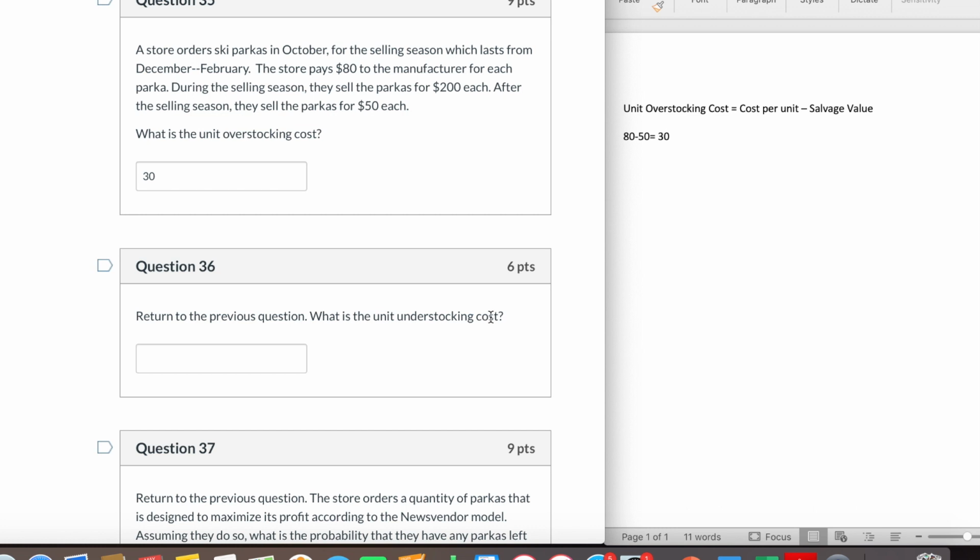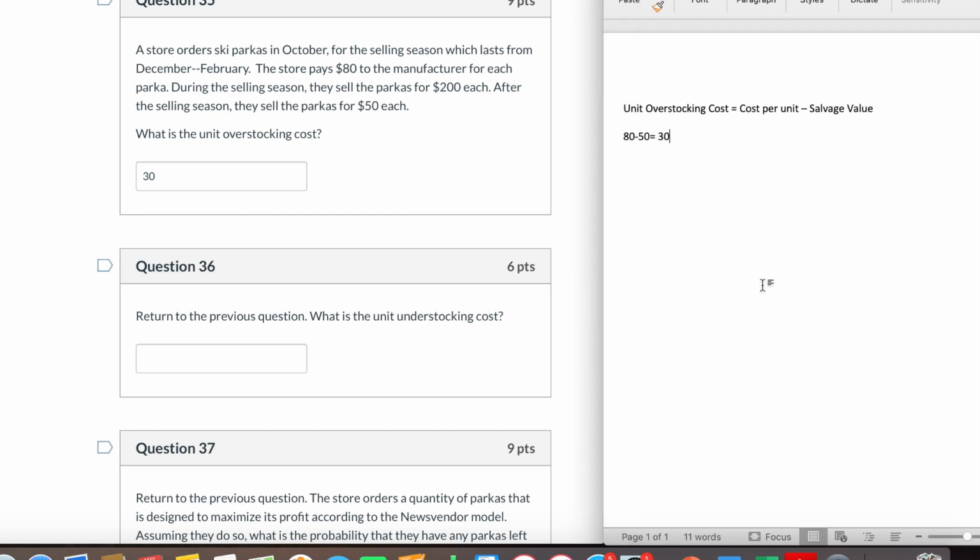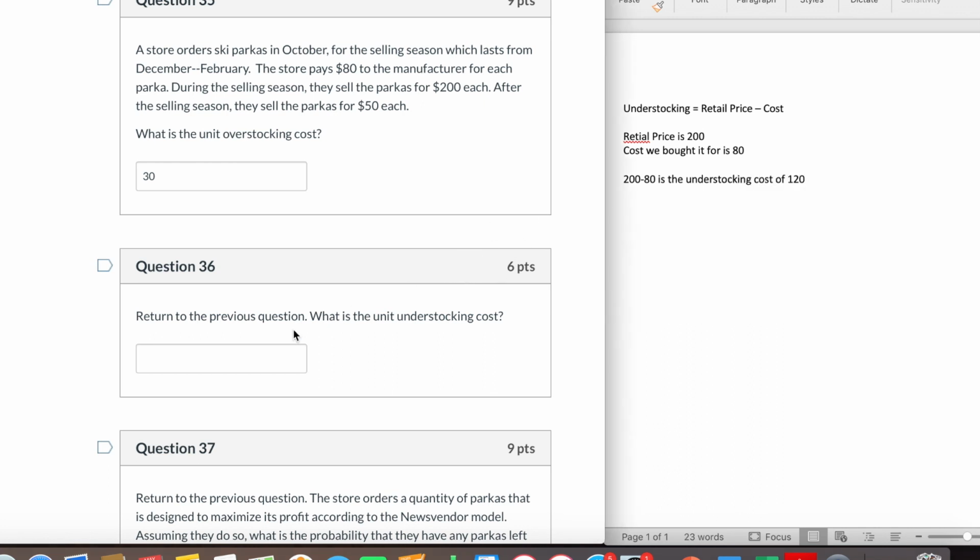What is the understocking cost? Similarly, understocking has its own formula as well, which is the retail price minus our cost. The retail price is $200. The cost we bought it for is $80. So $200 minus $80 is the understocking cost of $120. So that's the understocking cost.